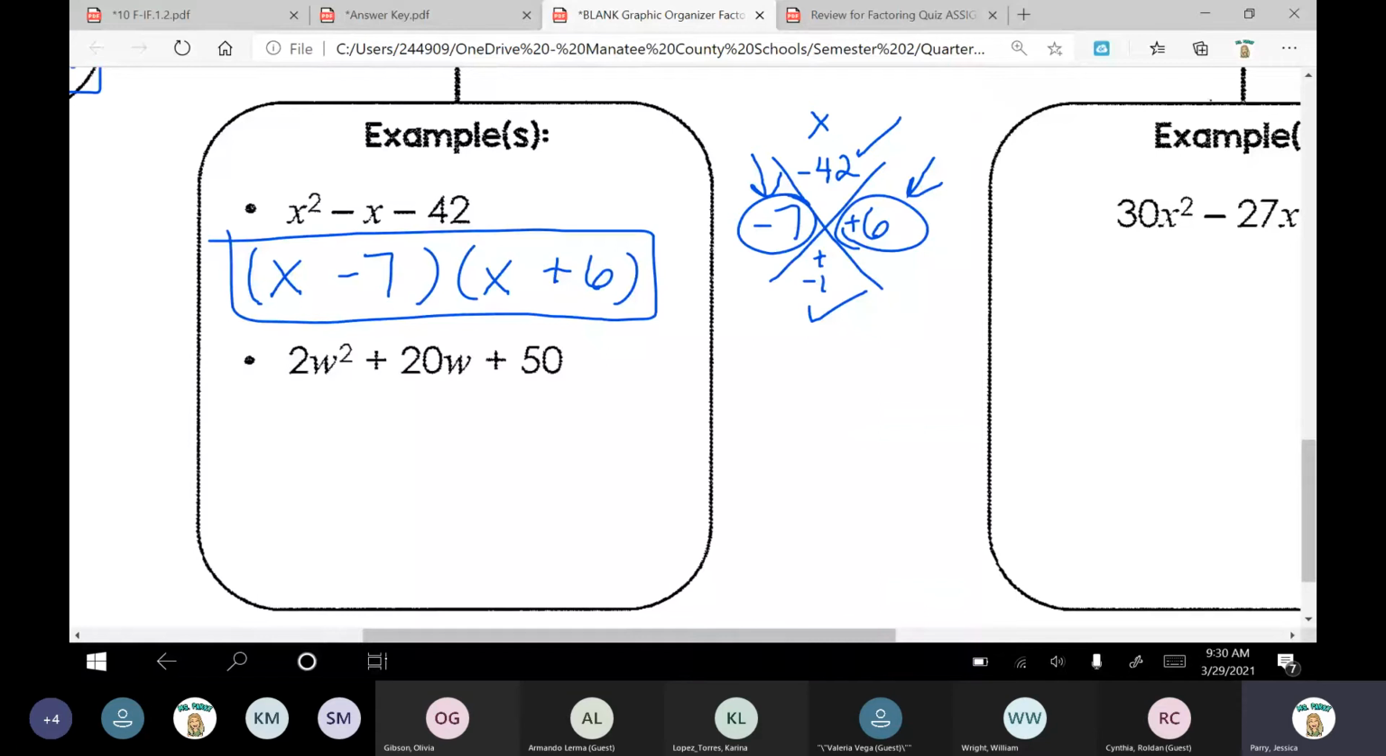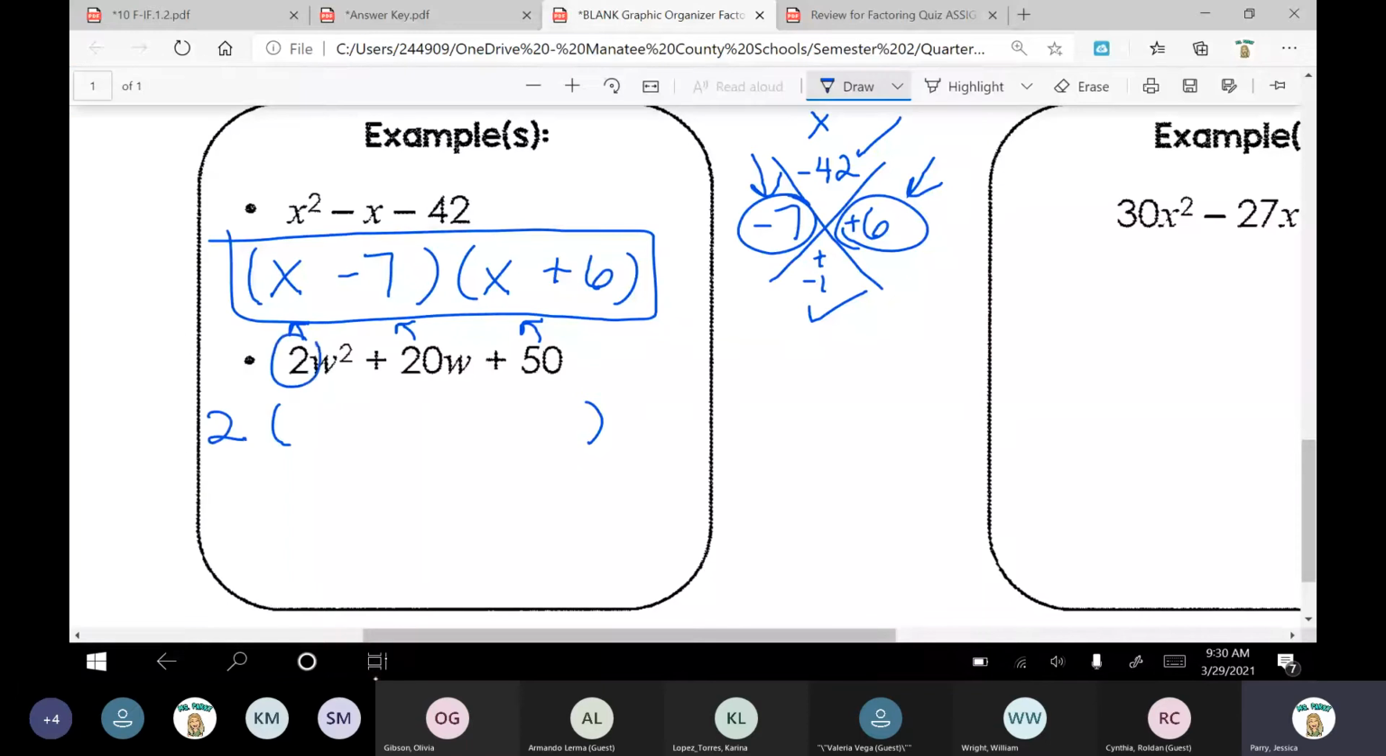Our second one: at the very top of this graphic organizer it says, first look for a GCF. This one here, we've got a GCF. Let's factor it out. Okay, so we think 2 divided by what? 20 divided by what? And 50 divided by what? The GCF of all of these, the greatest common factor, is 2. So let's do our division. 2 divided by 2 is 1. 20 divided by 2 is positive 10. And then 50 divided by 2 is positive 25.